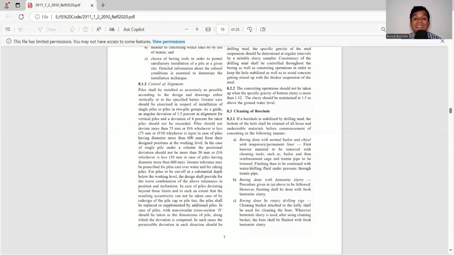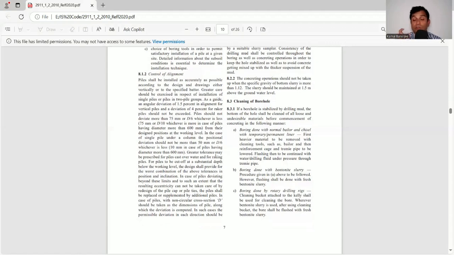Suppose you have a 700 mm diameter, so D by 10 is equal to 70 mm, or 75 mm is given, whichever is more. That means the maximum deviation can be 75 mm from the designated positions at the working level. That means at working level, whenever we are working, it can be a maximum of 75 mm or D by 10, or 75 mm or D by 6 in case of a 600 mm diameter pile. So it is very important to check the positions.